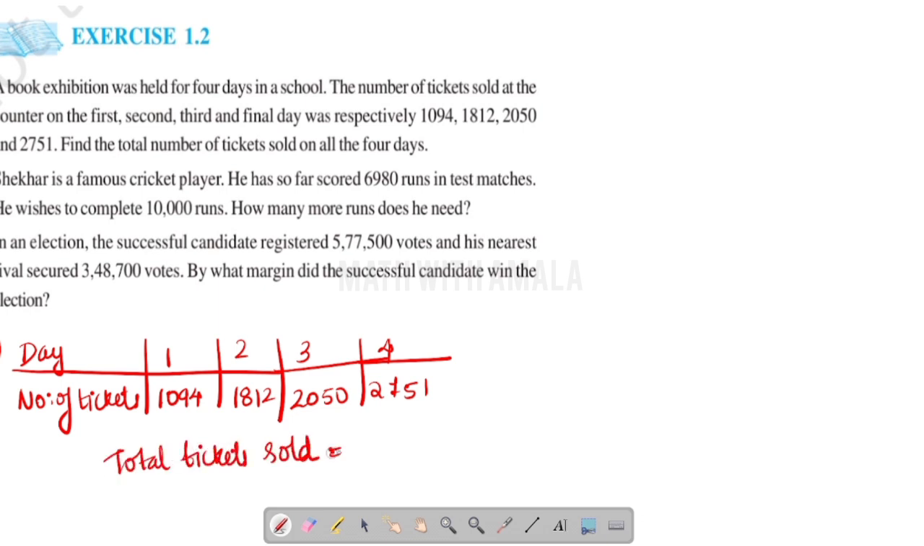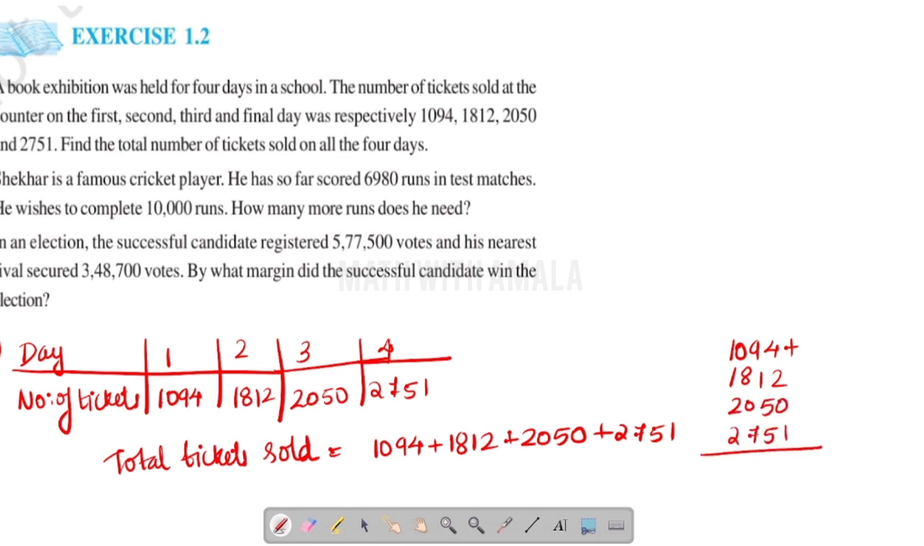So look at the table that I have given, in days and in number of tickets. I have filled the columns. Now the total number of tickets sold will be its addition or the sum. So let's add them: 1094, 1812, 2050 and 2751. Yes, 7, then 0, 1, then 2 remains there, 2, then 7 and 7. Okay, so the answer is 7707 tickets.